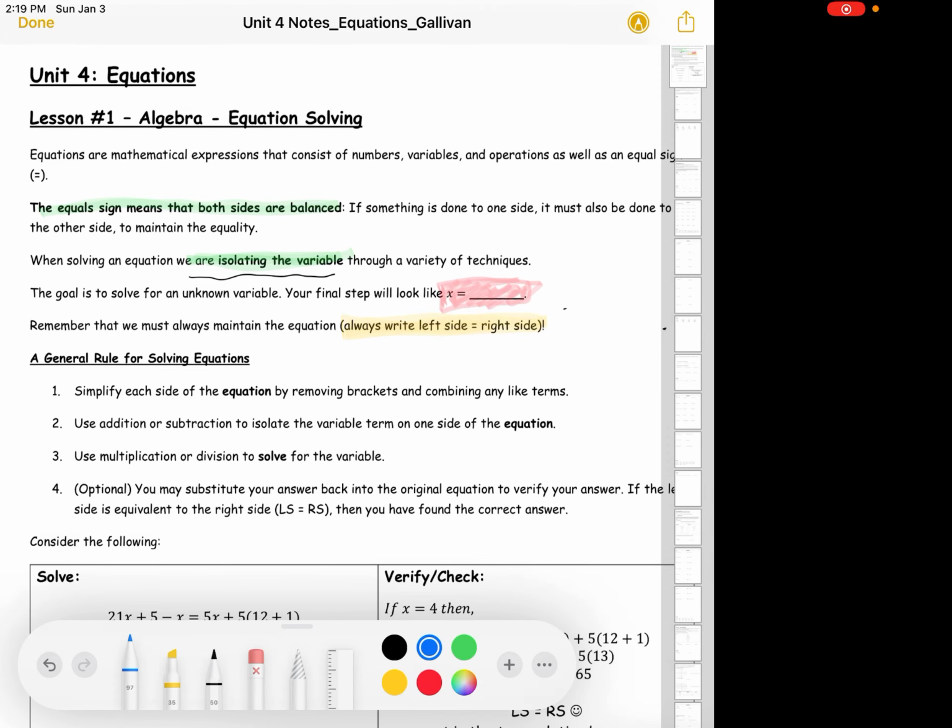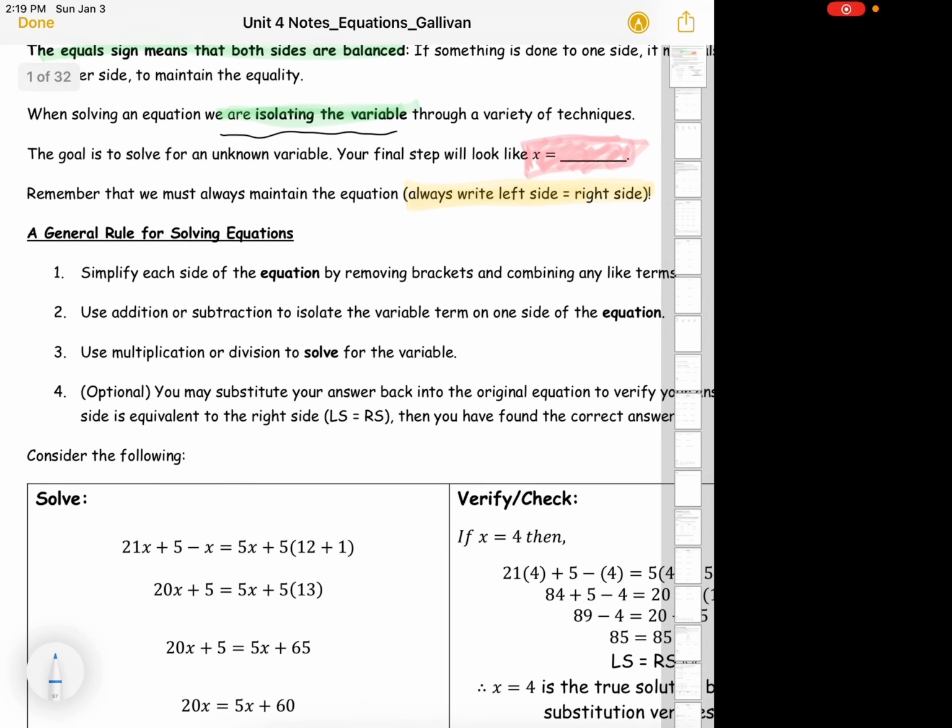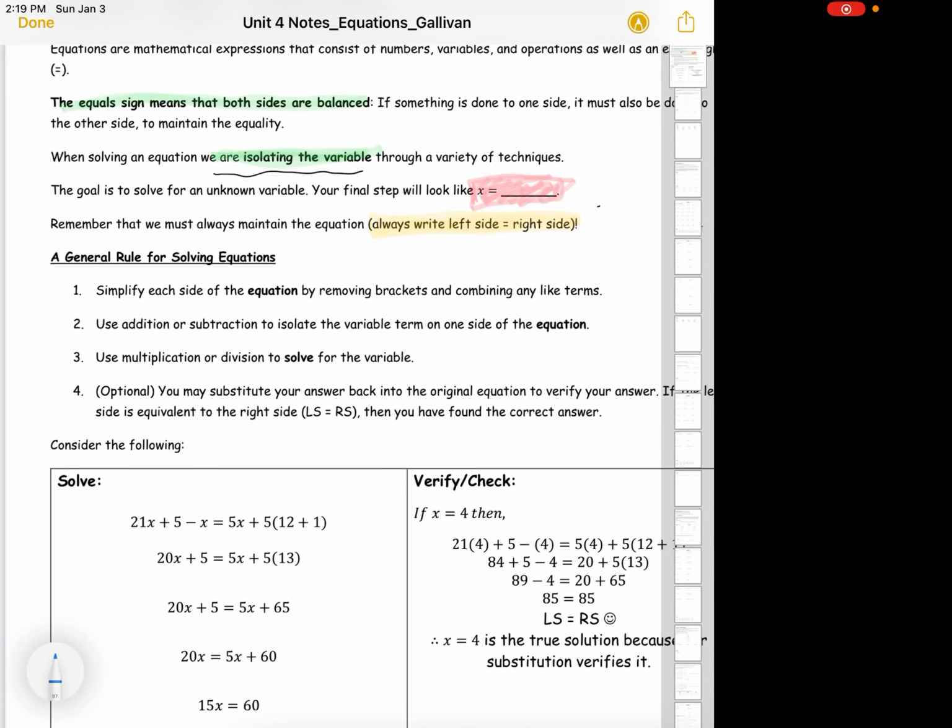Okay? Now, general rule for solving equations. You simplify each side of the equation by removing the brackets and combining any like terms. So you're going to deal with those brackets first, then use addition or subtraction to isolate the variable term on one side of the equation, then use multiplication or division to solve for the variable.